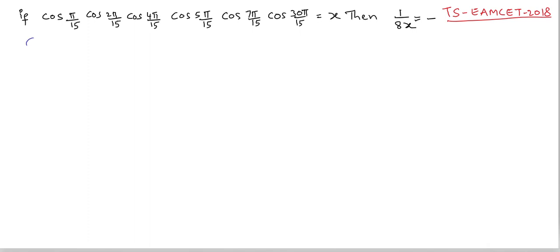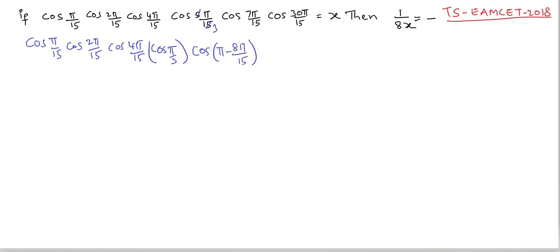So here is given cos pi by 15, cos 2 pi by 15, cos 4 pi by 15, cos 5 pi by 15, this 5 3 times cancelled, that is cos pi by 3. We know that this value is 1 by 2. Cos 7 pi by 15, this is written as pi minus 8 pi by 15. Here cos 30 pi by 15, 15 2 times cancelled, that is cos 2 pi. That cos 2 pi, this value is 1. Substituting these values.